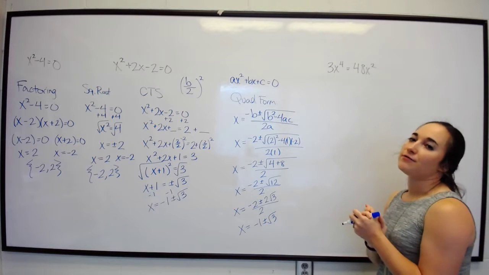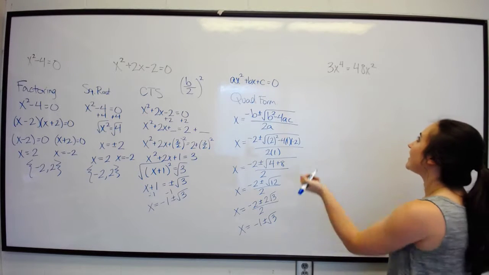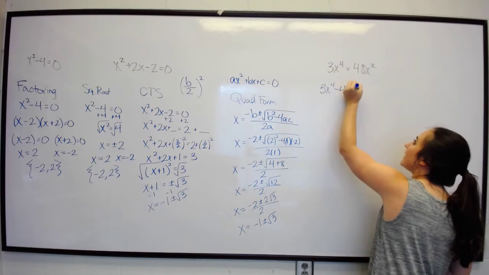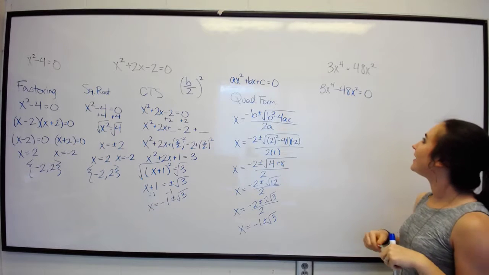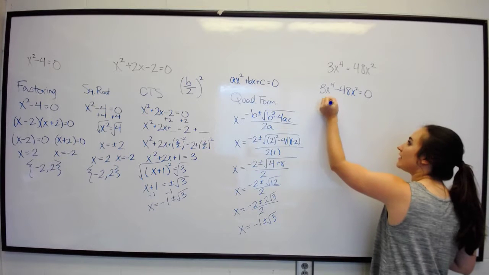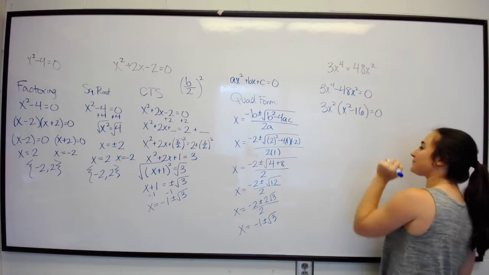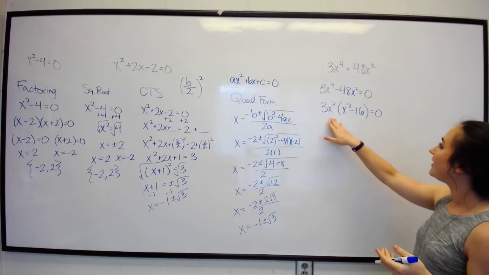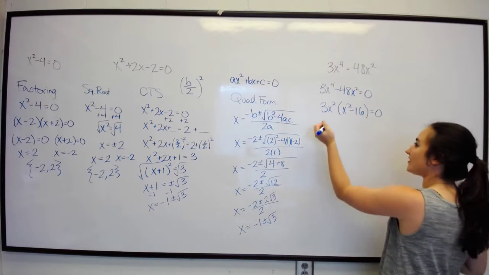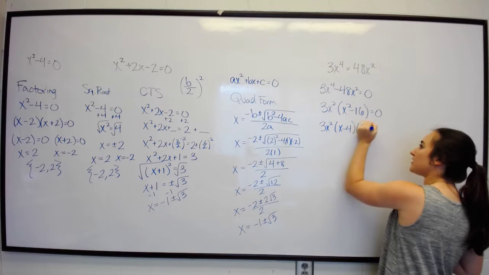Here I have 3x to the 4th minus 48x squared. And I need to solve this, so what I have to do first is I need to get everything on the same side. So I'm going to subtract 48x squared from both sides. And now I see a GCF, so I'm going to take a GCF out. That would be 3x squared, and I would be left with x squared minus 16. So after we take out our GCF, now we can't do anything else with this, but this is a difference of 2 squares, so we can factor that. So we have x minus 4 and x plus 4.